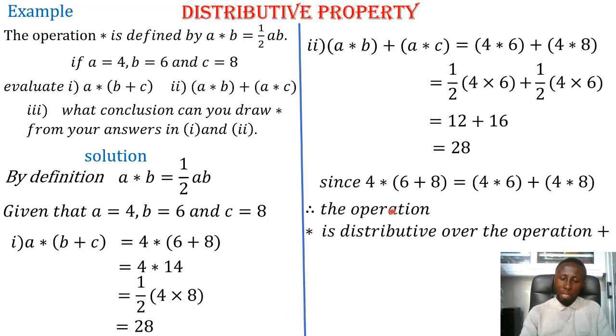So they said we should conclude. Since 4 star (6 plus 8) equals this, therefore the operation star is distributive over the operation plus. So know how to conclude it.